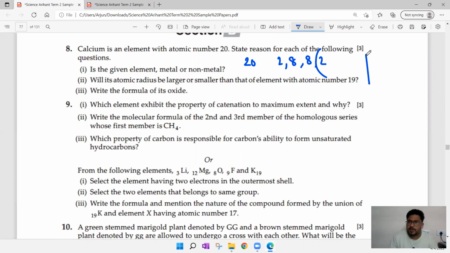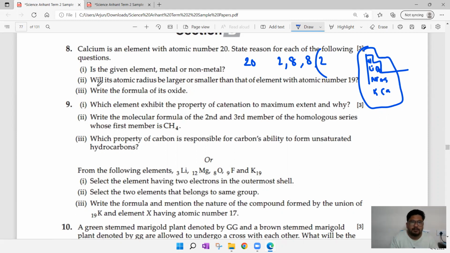Or if you observe the placement of calcium in the periodic table, here we have hydrogen, lithium, sodium, potassium, beryllium, magnesium, calcium. This is the area we call metals. So the placement of calcium in the periodic table gives the information that calcium is a metal. They are asking whether the given element is metal or non-metal, so you have to write the answer: metal. That's it. No need to give an explanation. The answer can be very short and sweet.